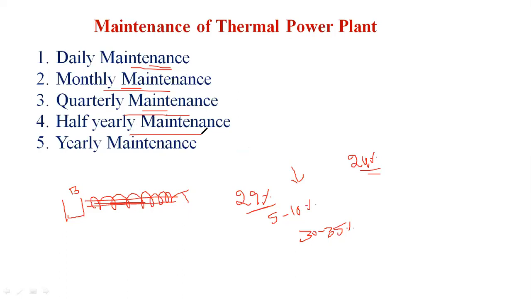We can visit the bearing part of the pulverizing mill and the rotating part of the machinery. Rotating means the turbine, the alternator, and the exciter. Every 6 months the maintenance is required. And the yearly maintenance comes for two parameters: one is the boiler, and the other is the turbine.